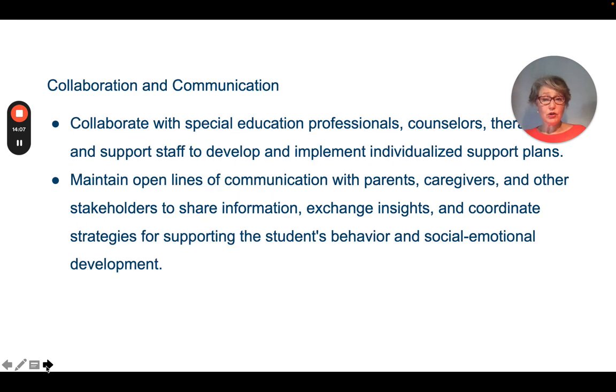Collaboration and communication: collaborate with special education professionals, counselors, therapists, and support staff. It is important to develop and implement individualized support plans and maintain open lines of communication with parents, caregivers, and other stakeholders to share information, exchange insights, and coordinate strategies for supporting the students' behavior and social emotional development.